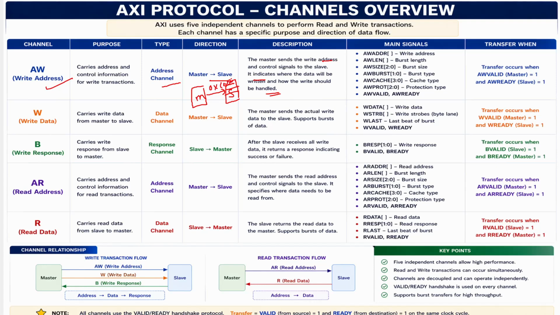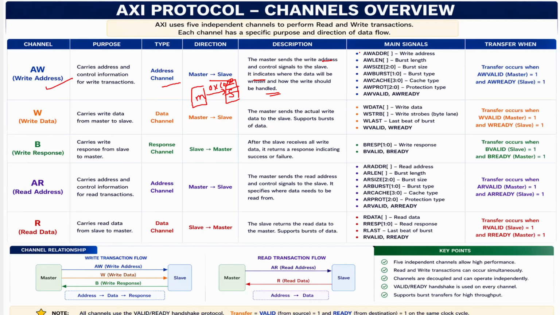Suppose you are staying in some place. Which area are you staying in? Based on the address only we will know, and then only we will get the data from that location. So that will be controlled by the AW address channel.